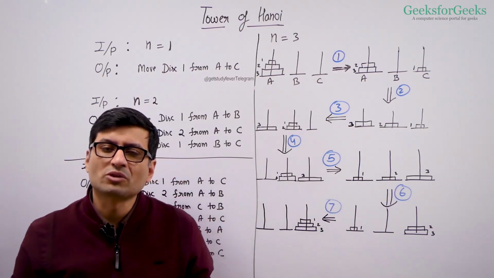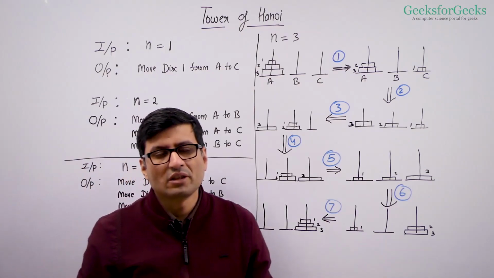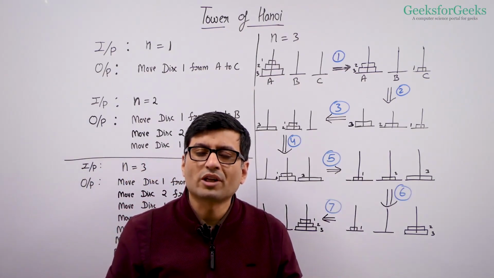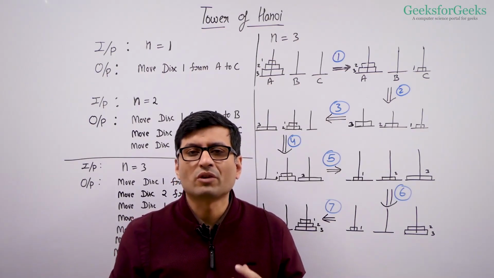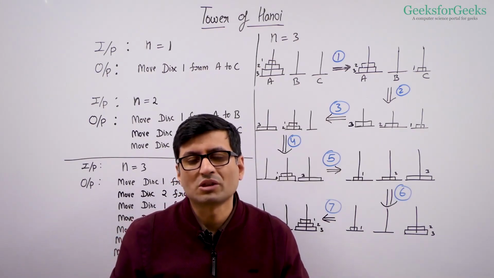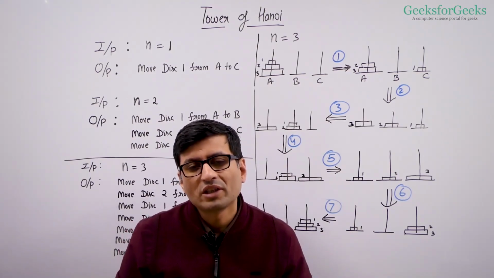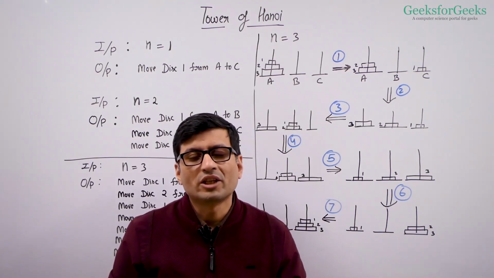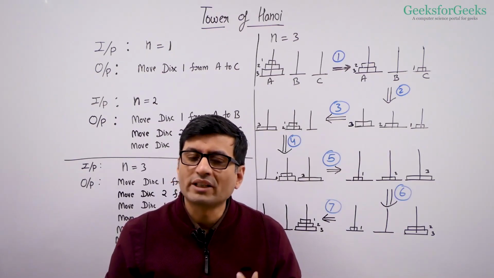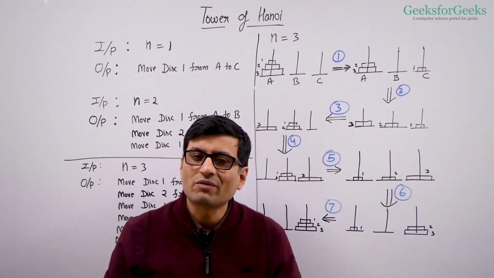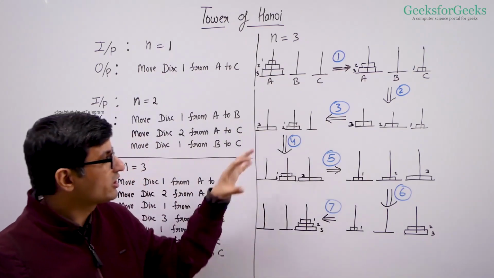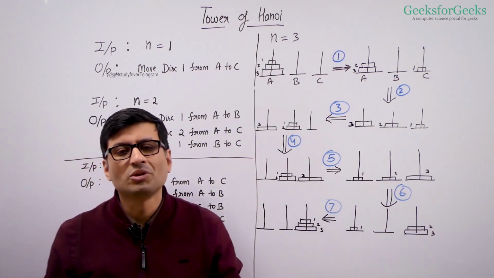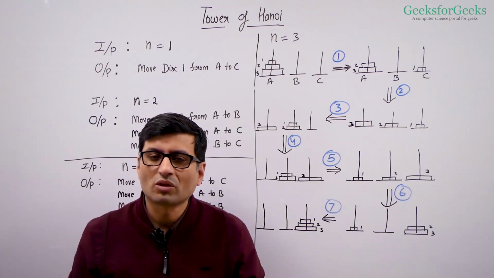Now, can you think of the solution in terms of recursion? If you have a problem for n equal to 3 disks, can you use the solution for n equal to 2 disks and solve this problem? Please pause this video and think of a solution that uses a solution for n minus 1 disks. You may try for n equal to 4 disks and then see how can you use the solution for n equal to 3 disks. And if you take a look at this solution, we can use the solution of n equal to 2 disks to solve the problem.